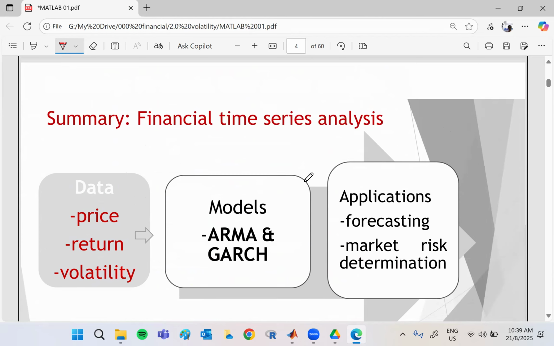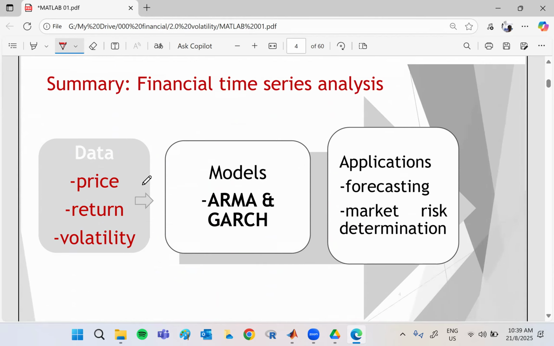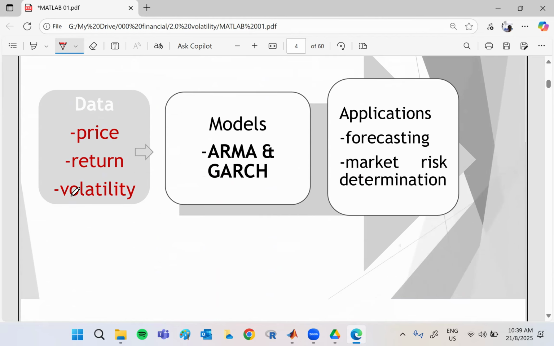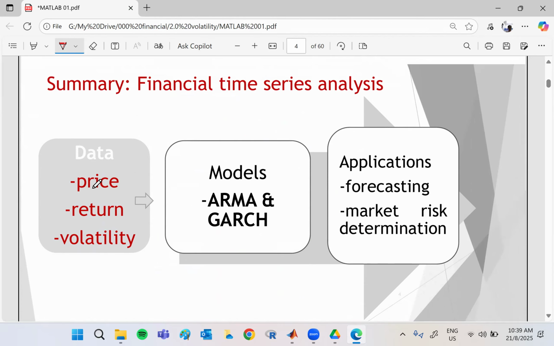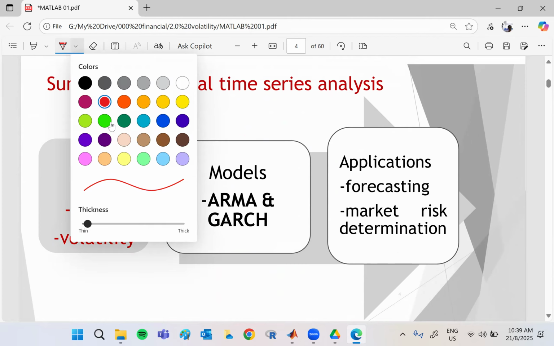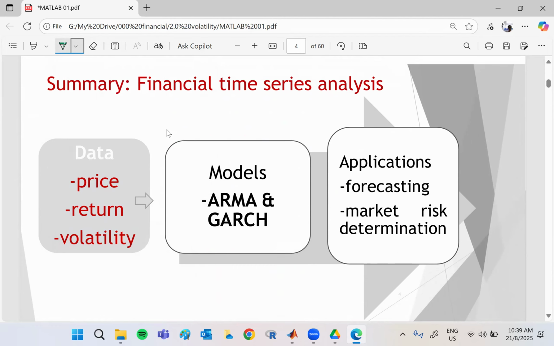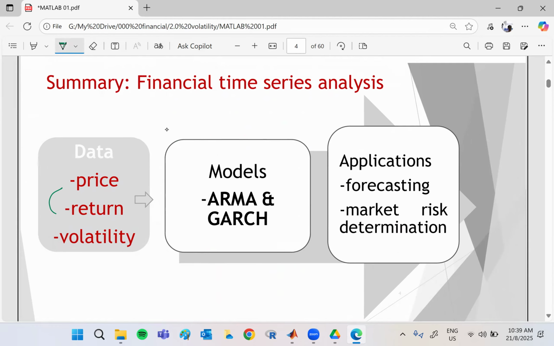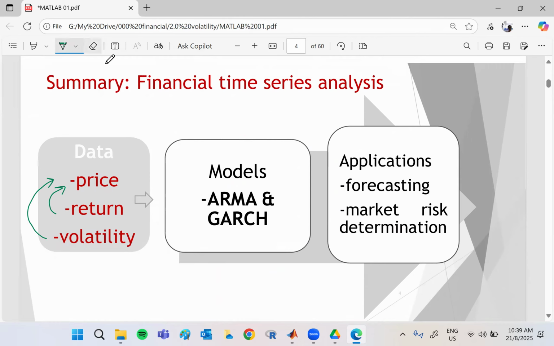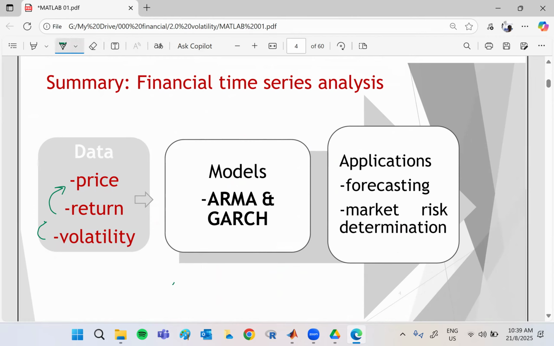In short, the financial time series consists of three of them: price, return, and volatility. Basically, the returns can be obtained from the price. And the volatility also, you can get it from the price. But most probably, you can use the proxies of the returns to get the volatility.